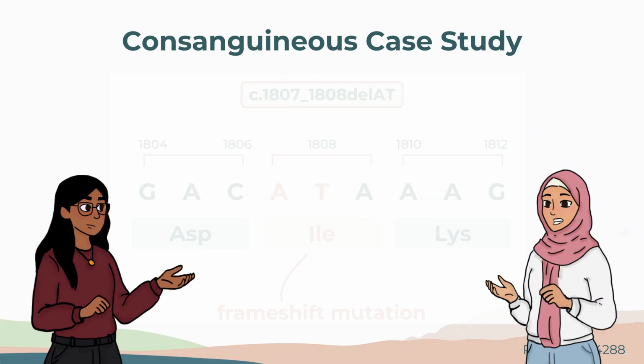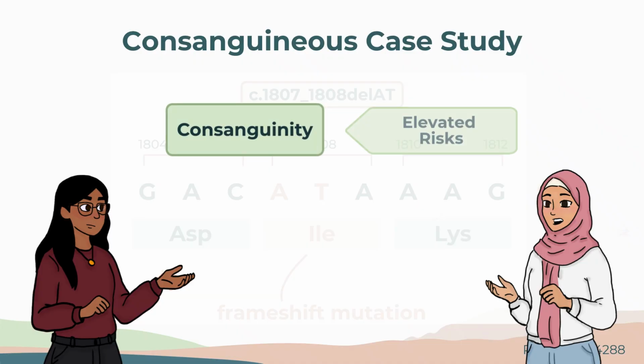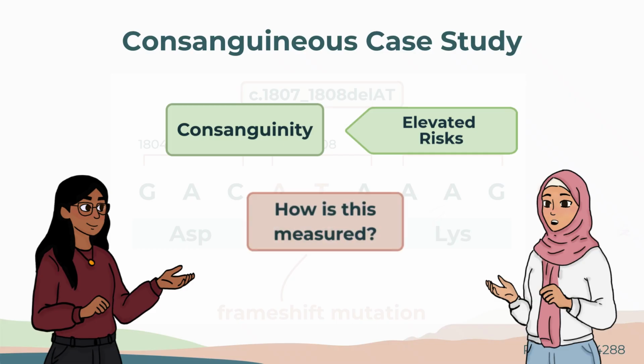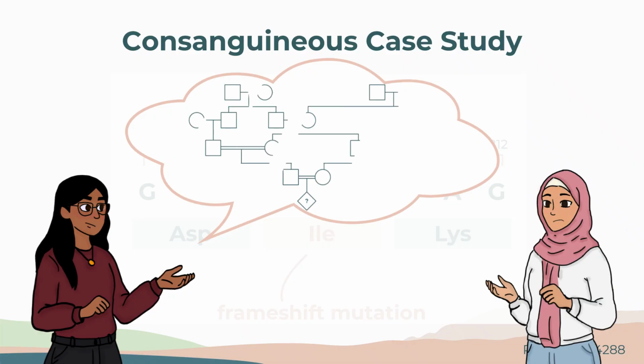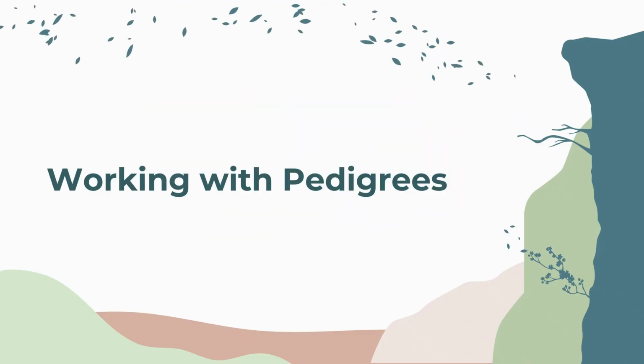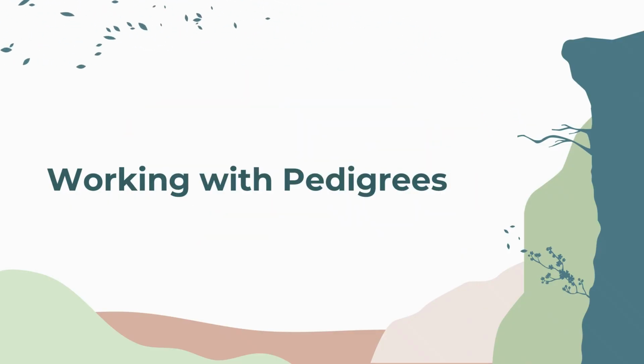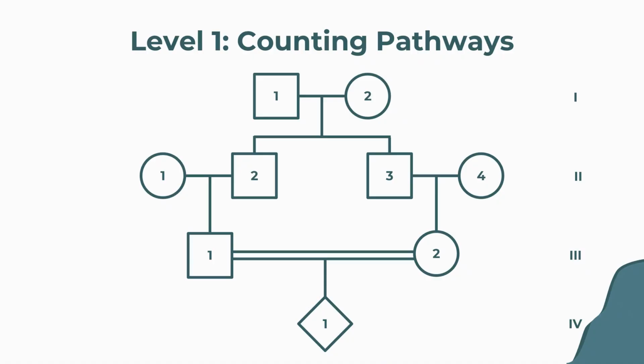Pause. So the concept of consanguinity elevating risk makes sense, but how exactly would we be able to measure that risk? To do that, you'd have to go back to counting pathways on a pedigree. Trust me, it's easy once you get the hang of it. If you say so, let's start with a simple example.